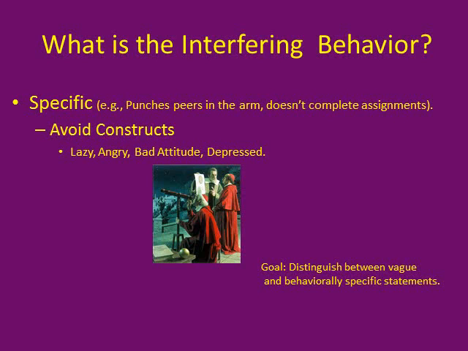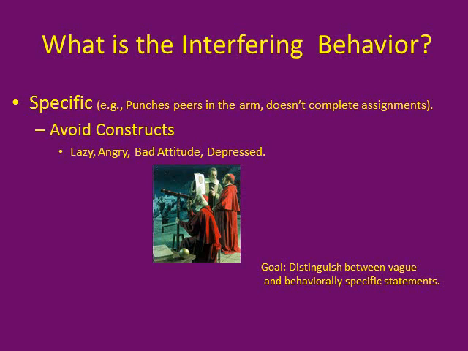It avoids constructs. So lazy, angry, bad attitude, depressed. Those are not specific. Those are constructs, okay? It's observable. It's measurable. So measurable in frequency, rate, and duration. So a frequency can be a count. A rate can be over a certain period of time, how many times. And duration, how long does it last, okay?